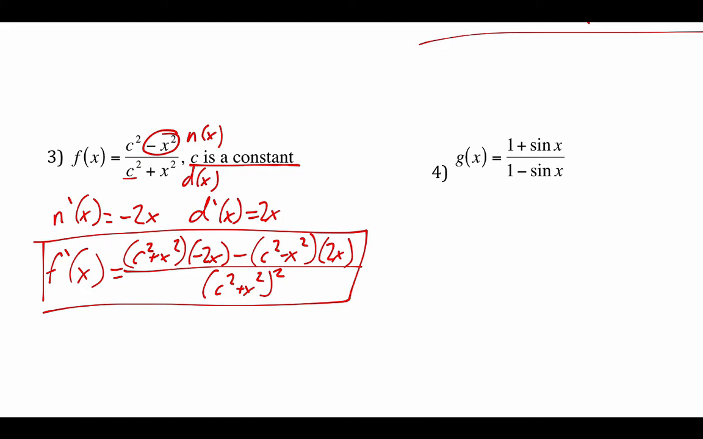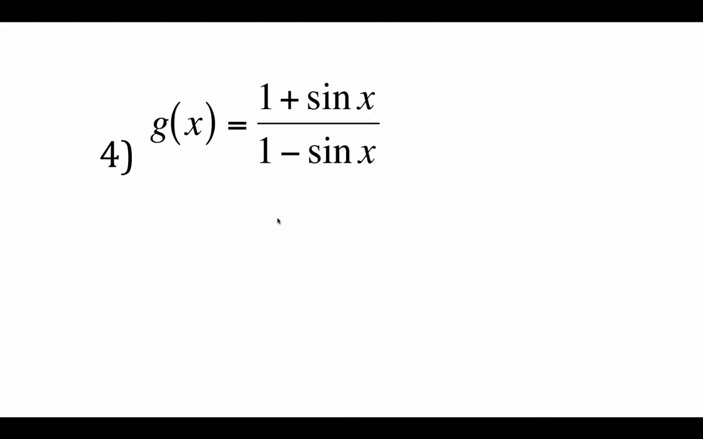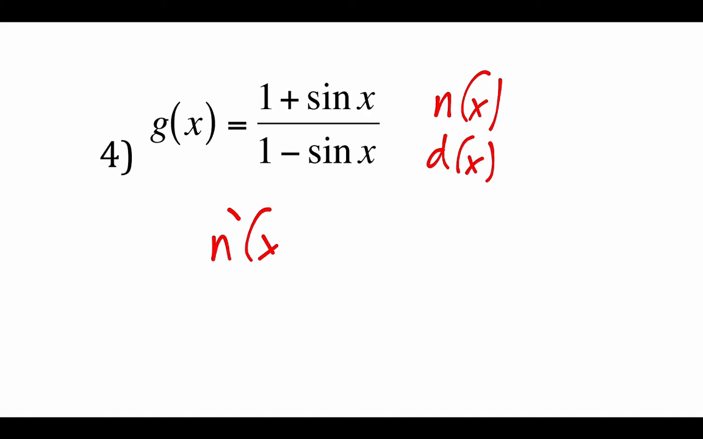Number 4, we've got g of x equals 1 plus the sine of x over 1 minus the sine of x. Again, just going to label the numerator as n of x, the denominator as d of x. Taking the derivative of the numerator, well, the derivative of 1 is 0. Remember, the derivative of any constant is going to be 0. So for the derivative of the numerator, we're just really focusing on that sine of x. Derivative of sine of x is cosine of x.